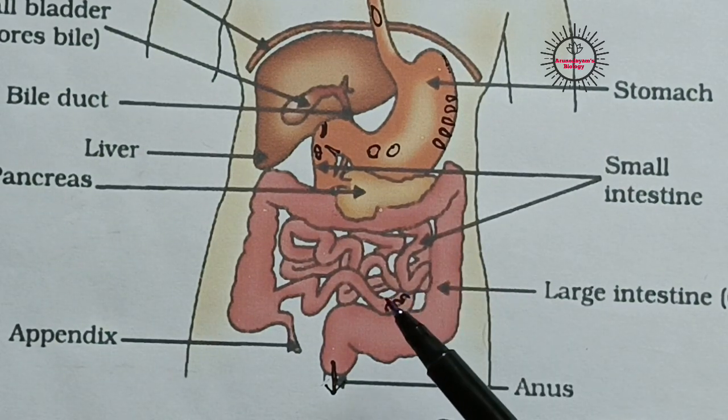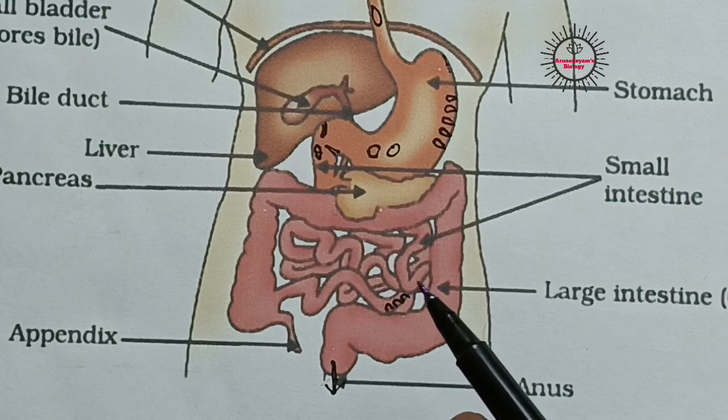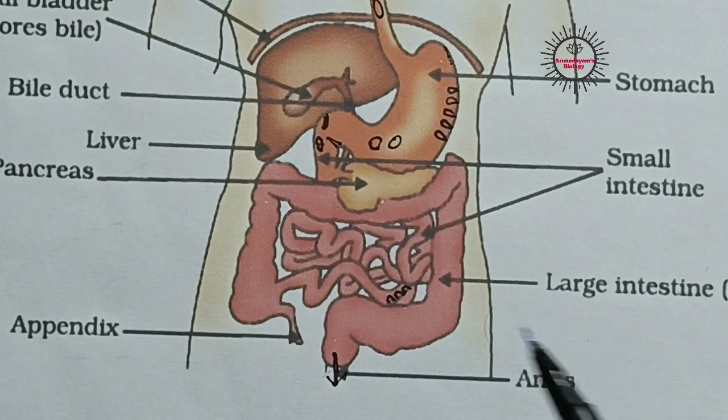Now these simpler substances, that means this digested food, has to enter the blood, and through the blood it has to be supplied to each and every cell present in our body.